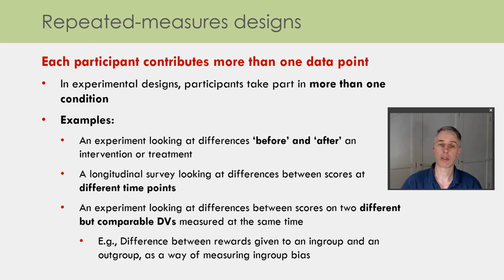It might also be relevant to an experiment looking at differences between scores on two different comparable outcome measures taken at the same time. So for example, if you're looking at measuring in-group bias, favoritism towards a group that we belong to compared to another group, then you might look at the difference between the rewards the participant allocates to in-group members versus out-group members. So you have a measure of rewards to in-group members and out-group members, and you compare those in a repeated measures analysis.